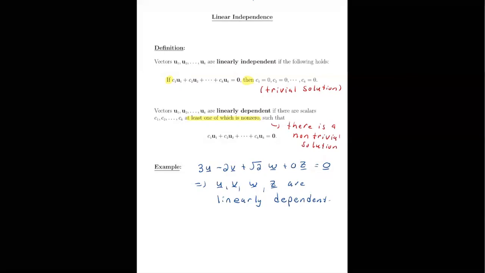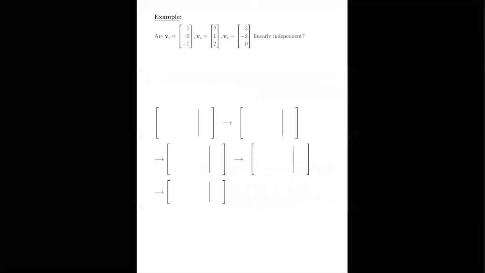Okay, so now let's see how we can determine whether or not some vectors are linearly independent. So here we want to know, are these vectors linearly independent? And in this video, we're going to check this using the definition. In the next video, we're going to use a little bit of theory to answer this question. So what we want to do is start by taking a linear combination of these vectors and setting them equal to 0.